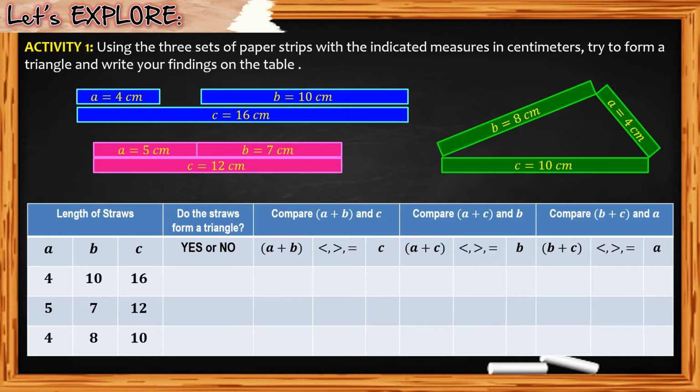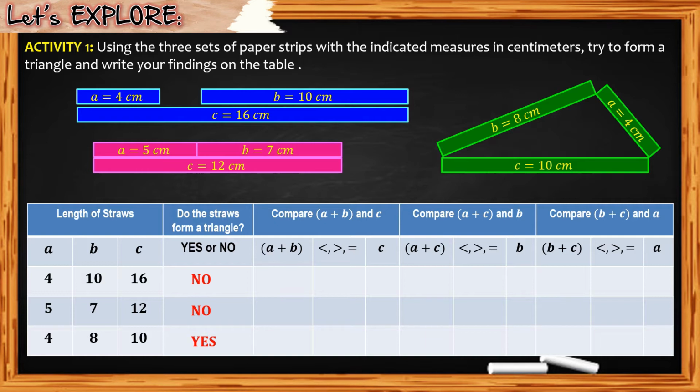On the first column, we have the lengths of straws given A, B, and C. On the second column, we have the question, do the straws form a triangle? On the third column, we're going to compare the sum of A plus B to C. On the fourth column, we're going to compare the sum of A plus C to B, and on the last column, we are going to compare the sum of B plus C to A. Now on the first set, given 4, 10, and 16, the answer is no. On the second set, given 5, 7, and 12, the answer is also no. On the third set, given 4, 8, and 10, the answer is yes.